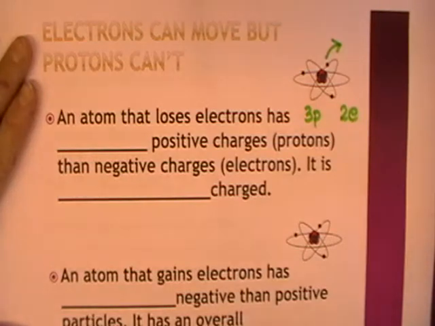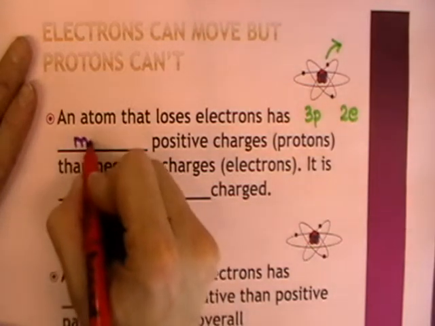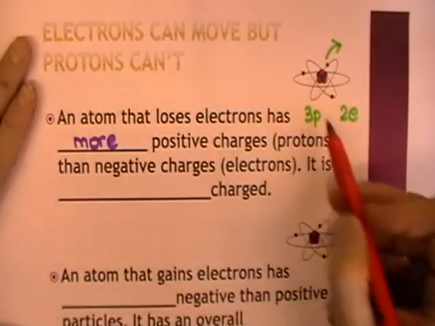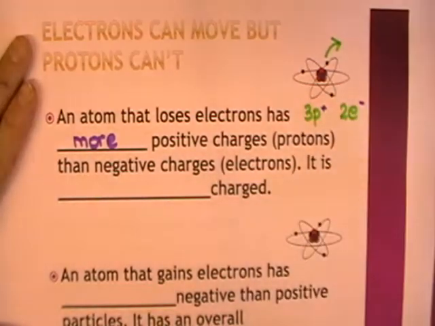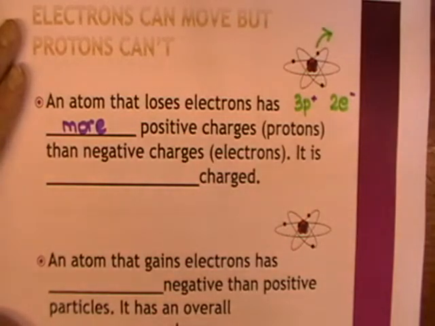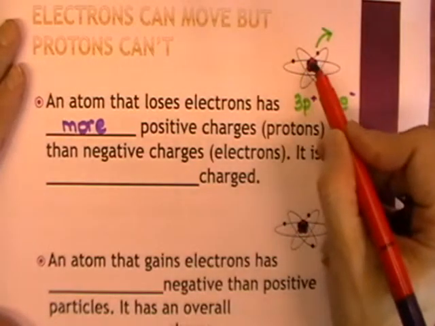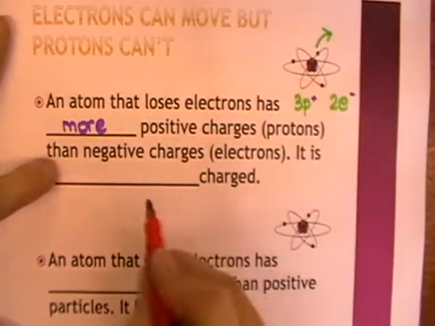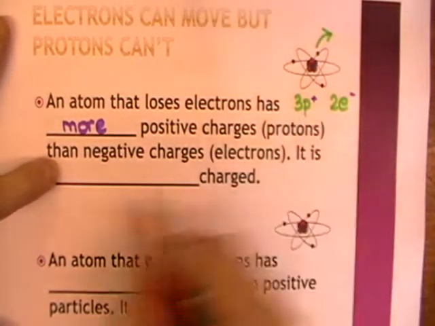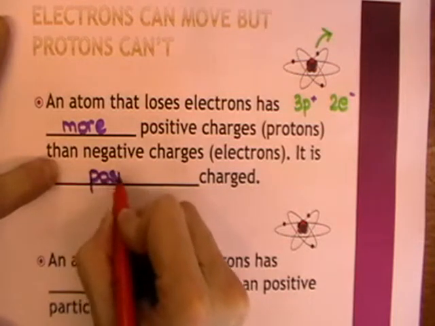So in other words, it has more positive charges. Now, 3 protons, which are positive, I'll just put a plus beside it, and only 2 electrons. So it now has more positive charges, which are stuck there, than it has negative charges. So overall it's got an extra positive charge, so it becomes positively charged.